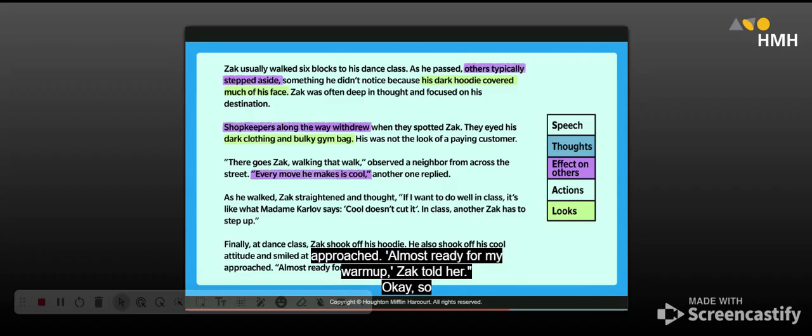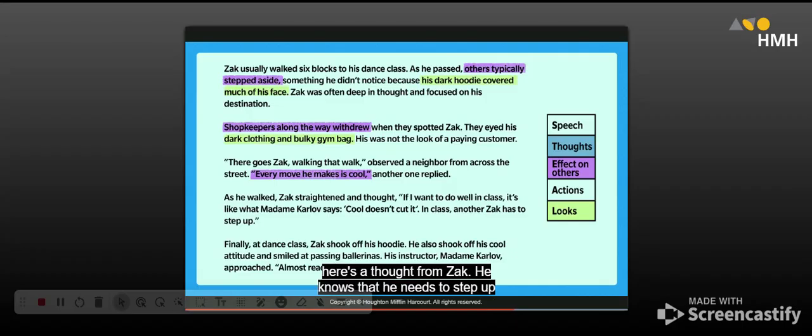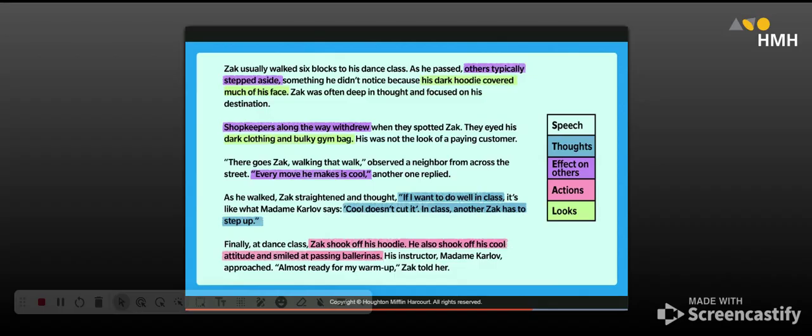Okay, so here's a thought from Zach. He knows that he needs to step up and show that he cares if he wants to do well in class. And here are some actions that show him doing that. Finally, Zach actually says that he's ready to get started with the class.